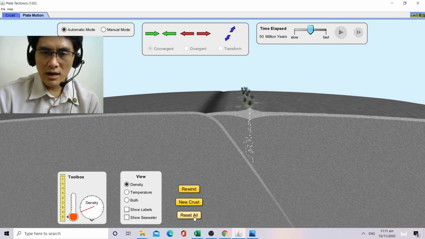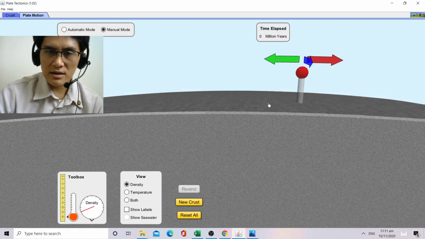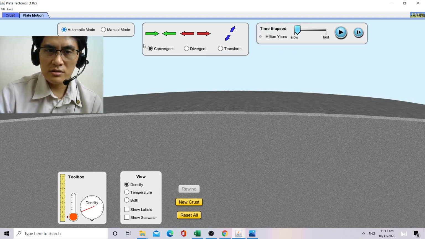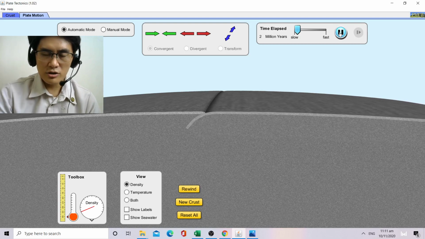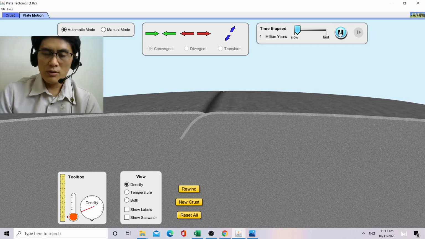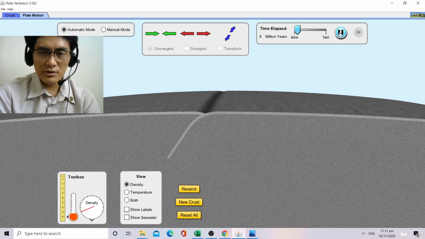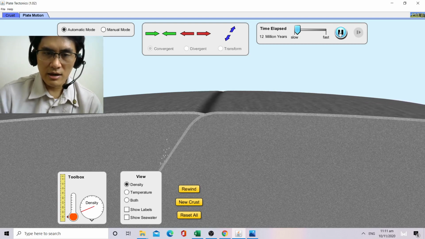Again, one more time for emphasis, if I have young oceanic crust here, old oceanic crust here, then I make them converge. Okay, so you should be able to answer now which type of oceanic crust, based on age, would go under and which one would not subduct.